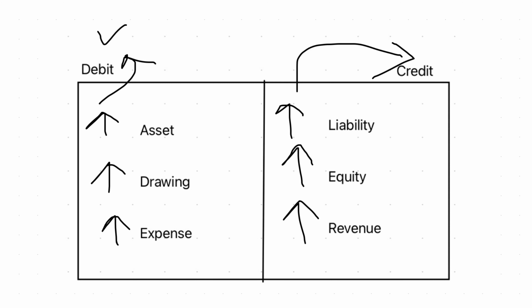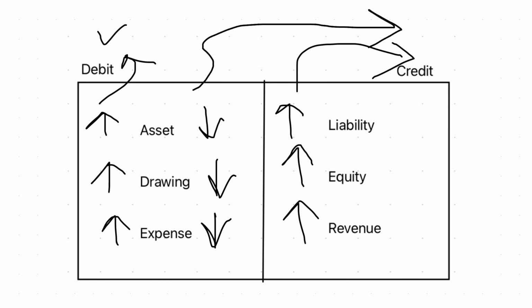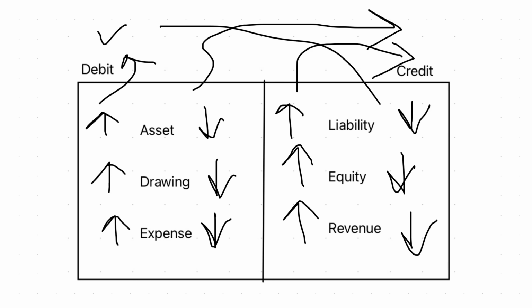Whenever there is a decrease in the asset, drawing, or expense, or a decrease on the debit side, it will always be credited. However, on the liability, equity, or revenue side, which is the credit side, whenever there is a fall in liability, equity, or revenue, it will always be debited. So that was the case.